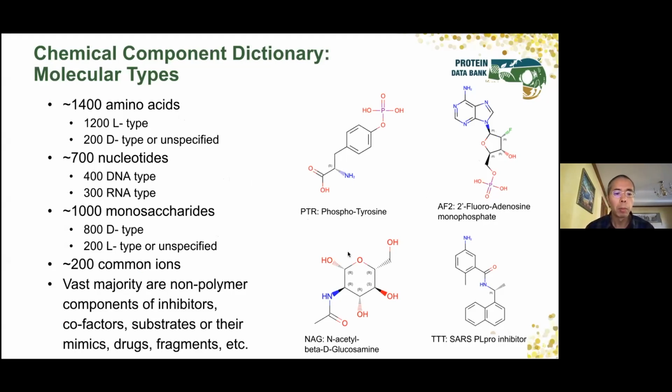And there are also about 1,000 monosaccharides. The example here is N-acetyl beta-D-glucosamine, which happens to be the most popular monosaccharide in the PDB because they are the essential part of glycan. And there are about 200 common ions, etc. Although the vast majority of the CCD ligands are non-polymer components that are associated with macromolecules, such as the TTT here, that is a SARS papain-like protease inhibitor, we also include the amino acids or nucleotides that can be present either as a residue in the sequence or as a standalone free-floating ligand.